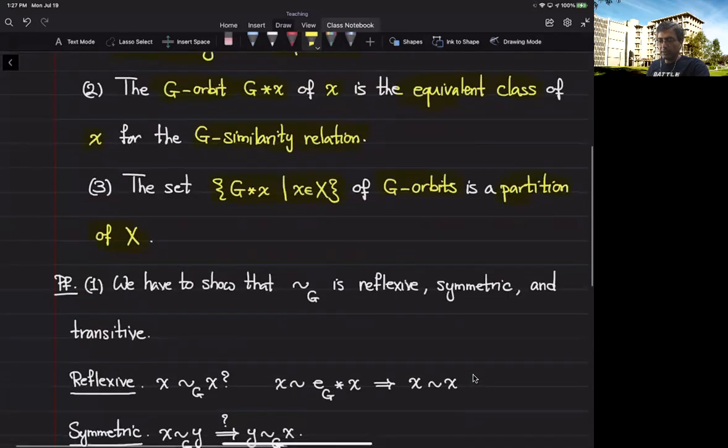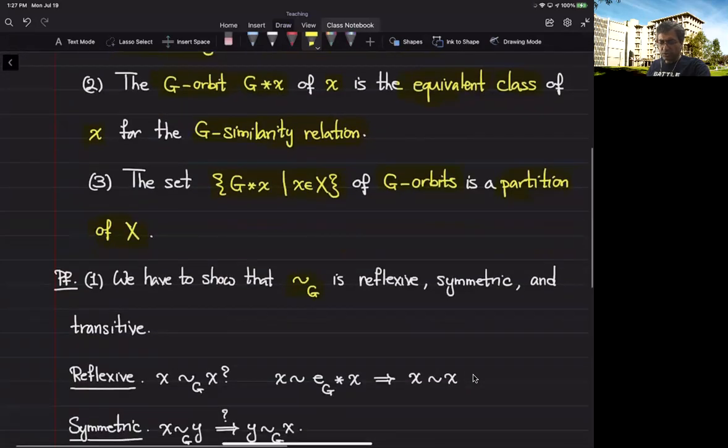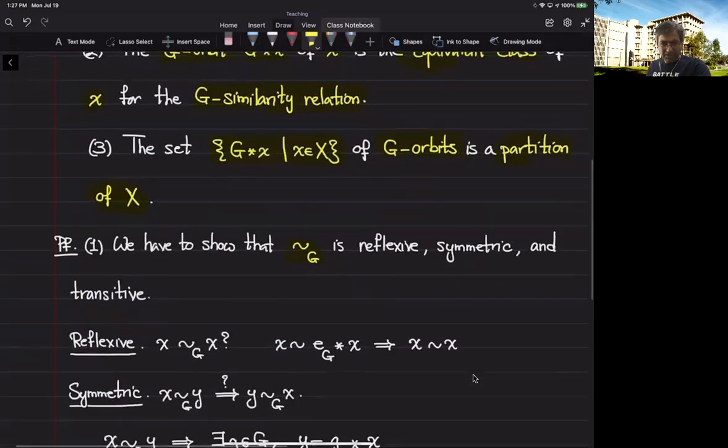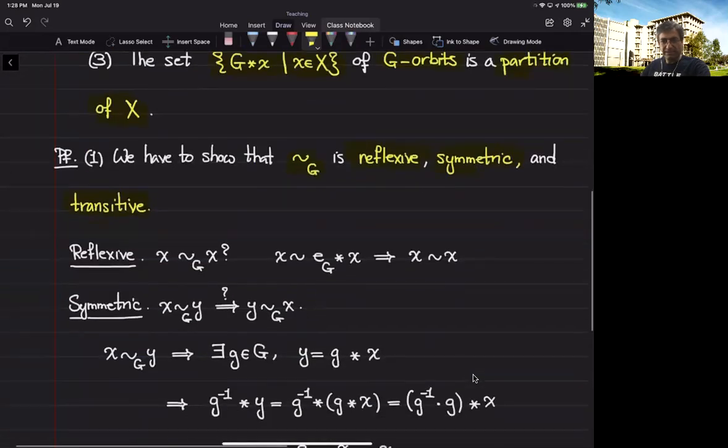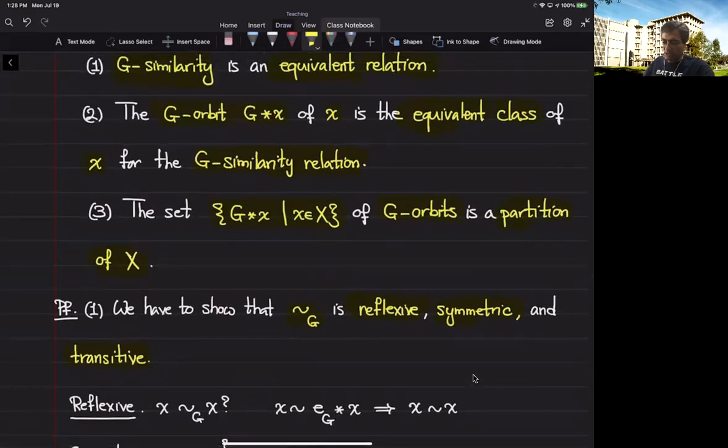Let's start by showing why this G-similarity, which this time I'm going to denote by tilde sub G to indicate that I'm talking about the G-similarity relation, is an equivalence relation. Let's recall what equivalence means: a relation is an equivalence relation if it is reflexive, symmetric, and transitive. Okay, let's start with reflexive. Why is this relation reflexive? Reflexive means I need to show that every point is G-similar to itself.